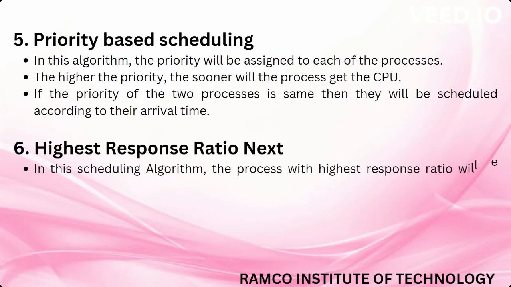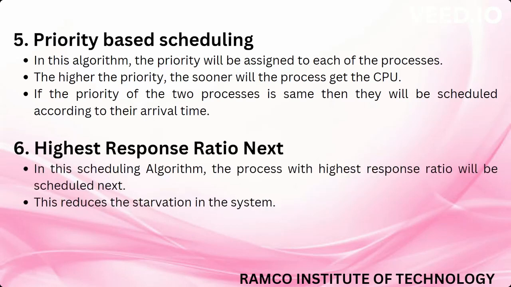Next is priority based scheduling. In this type of scheduling, a priority will be assigned to each of the processes. The process with the higher priority will get the CPU first. If the priority of two processes is the same, then they will be scheduled according to their arrival time. The next type is highest response ratio next. In this type of scheduling, the process with the highest response ratio will be scheduled next. This reduces the problem of starvation in the system.